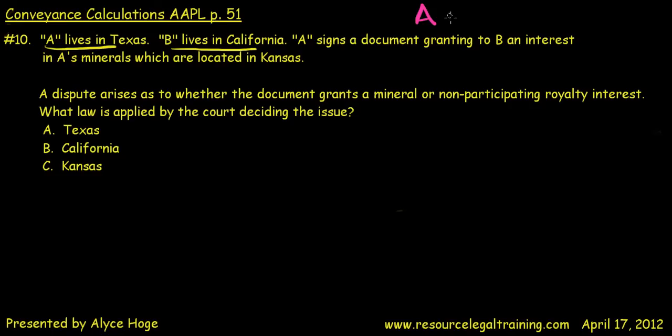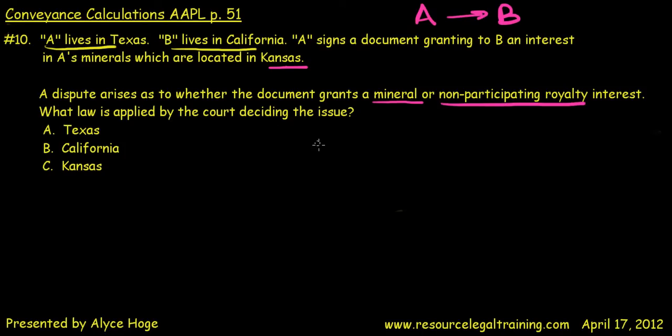So A is granting to B an interest in A's minerals, which are located in Kansas. Okay, so the minerals are in Kansas, A is in Texas, B is in California. And a dispute arises as to whether the document grants a mineral or a non-participating royalty interest. What law is applied by the court deciding the issue?